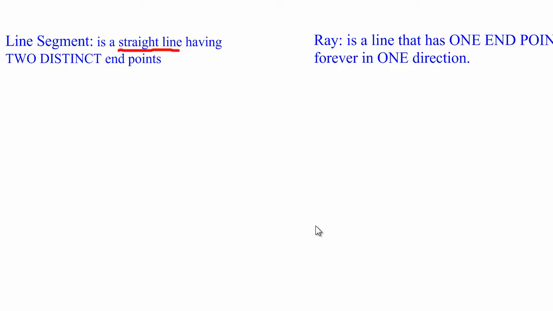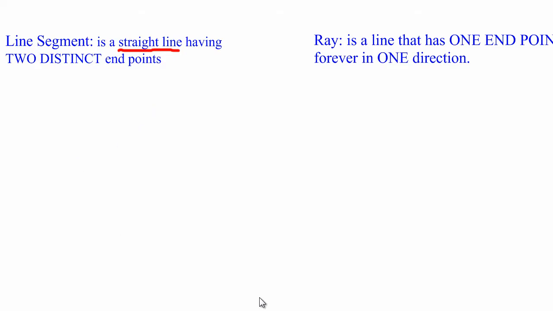In this lesson, we'll continue by looking at some critical concepts or important terms in geometry. Okay, now the next term we would like to look at is what is a line segment. This is a straight line having two distinct endpoints.